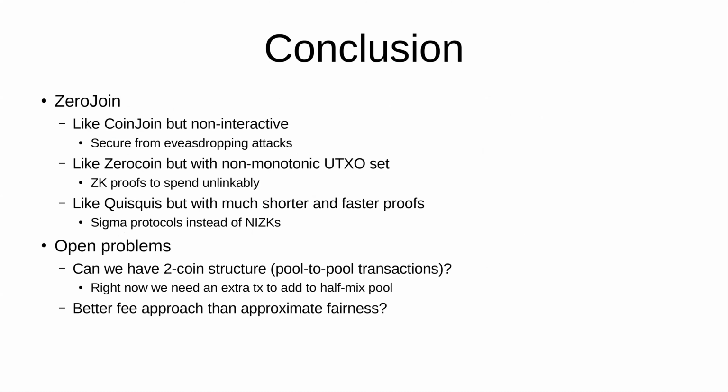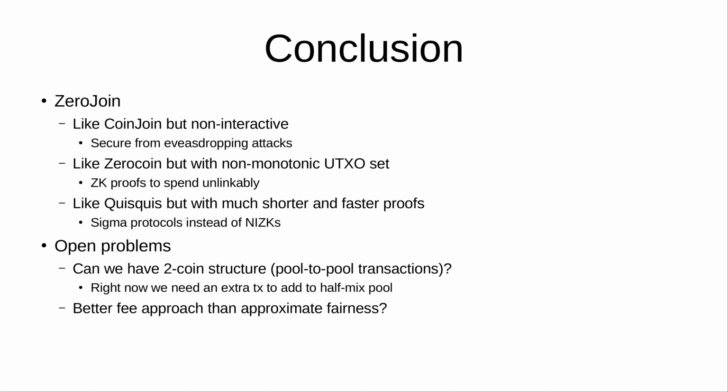And as a conclusion, ZeroJoin is basically a coin join type protocol, but non-interactive. Similarly, it's a ZeroJoin-like protocol, but with a non-monotonic UTXO set. It does two at a time. And it's like QuisQuis, but with much shorter and faster proofs. It uses Sigma protocols instead of non-interactive zero knowledge proofs.